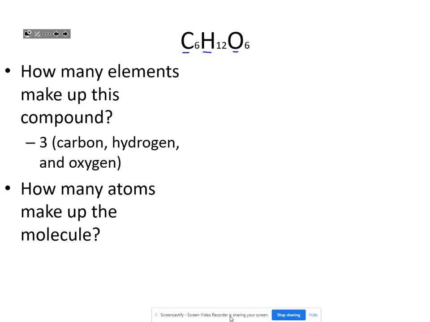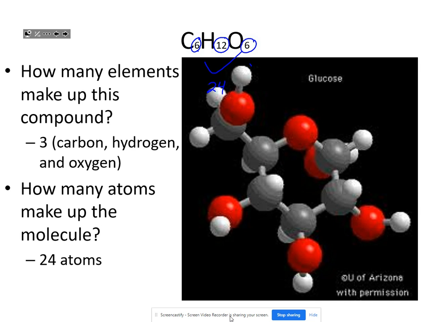Now they ask how many atoms make up one molecule. Well, 6 carbon go together with 12 hydrogen and 6 oxygen. Oh, that makes 24? Would that be right? 24 atoms, because 6 plus 12 plus 6 is 24. All right, and there's what a glucose molecule looks like. We have the gray and the white and the red. All right.